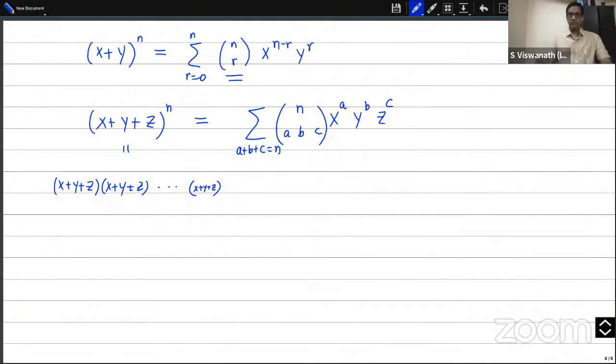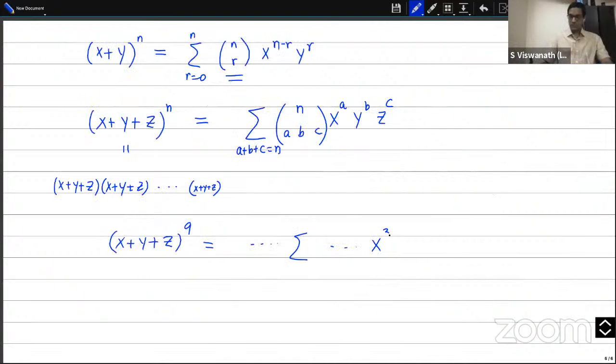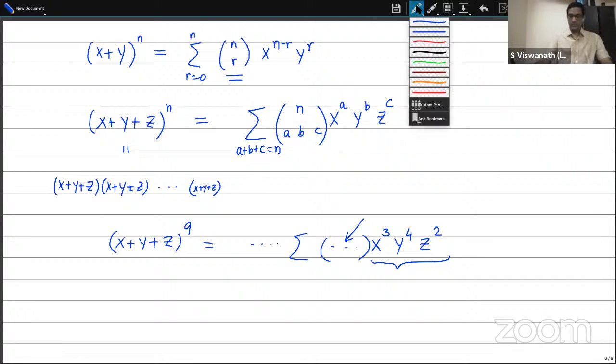The very same problem can be rephrased as follows. For example, if I take (x plus y plus z) power 9 and I expand it, I know I will get many coefficients, but what is the coefficient of, let's see, 0 is like x for me, x cubed y power 4 z square? When I expand, what coefficient will come in front of this term, x cubed y power 4 z square? And the answer is exactly the thing that I just told you.